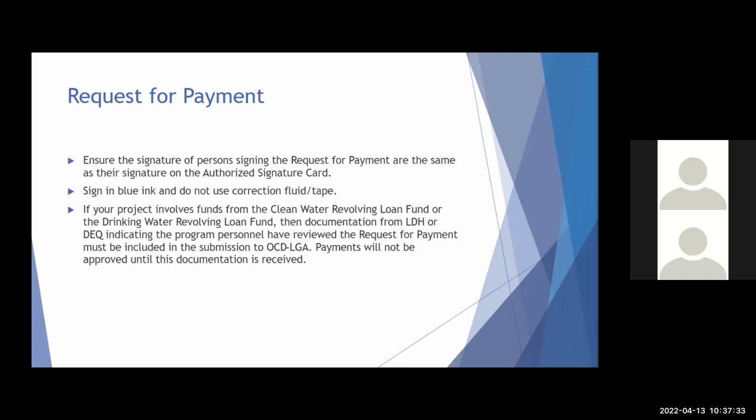If your project involves funds from the Clean Water Revolving Loan Fund or the Drinking Water Revolving Loan Fund, then documentation from LDH and/or DEQ, depending on the fund, indicating that program personnel have reviewed the request for payment must be included in the submission to our office. Payments will not be approved until we get documentation from DEQ or LDH that they have reviewed your request for payment and the documentation with it, and we can make that payment. Again, this is only for projects that are using the state revolving funds from DEQ or LDH with their water sector program funds.